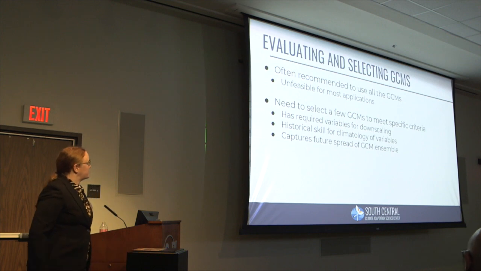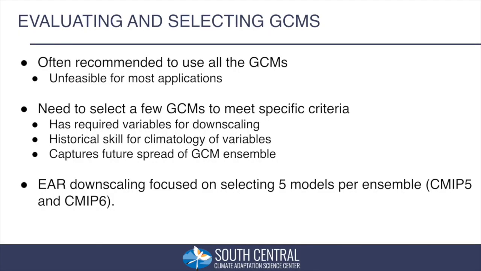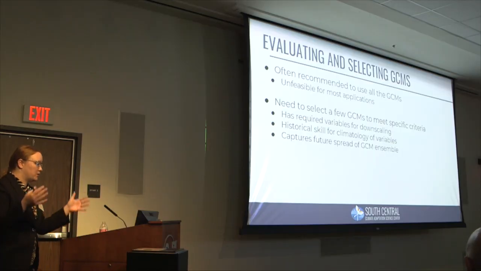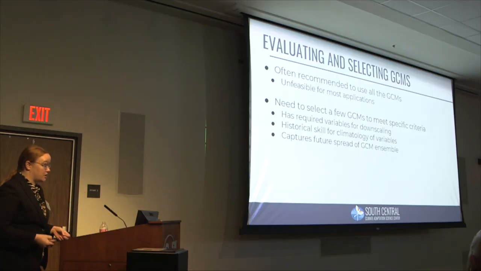And in addendum to this, you also want it to be run for the emission scenarios that you want to work with too. We also want things that are going to capture the historical skill for the climatology of our variables of interest, as well as trying to represent the future spread of the ensemble. We don't want to ignore the uncertainty and just pick those things that are skillful.